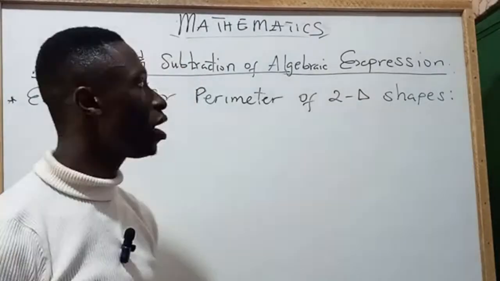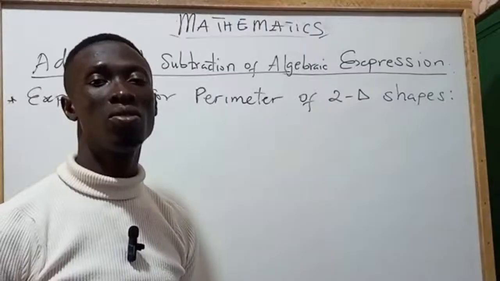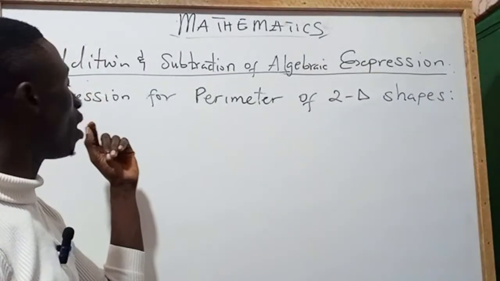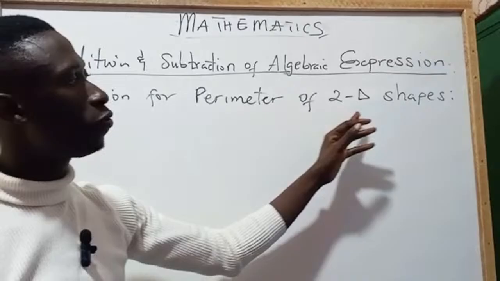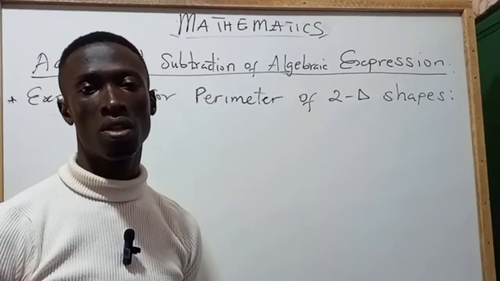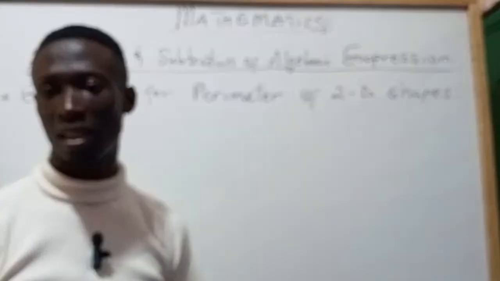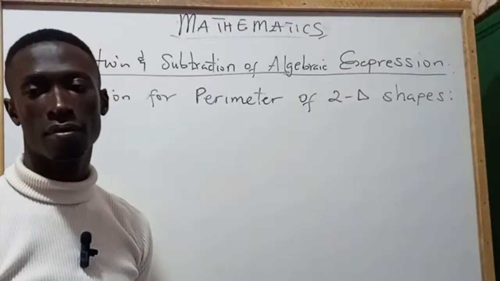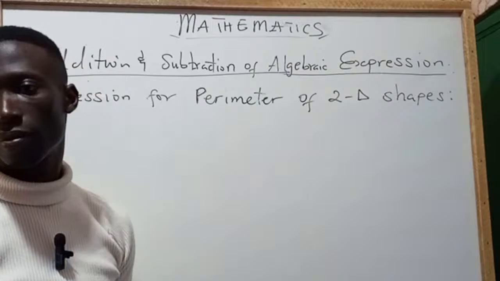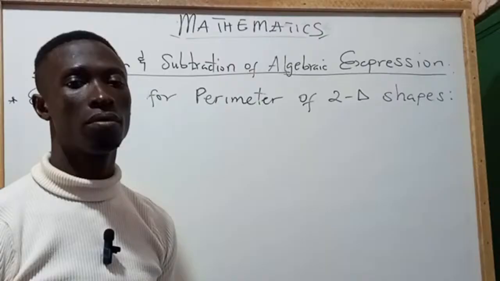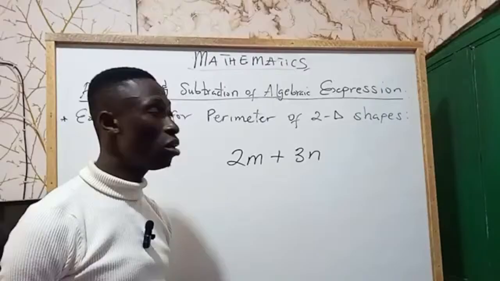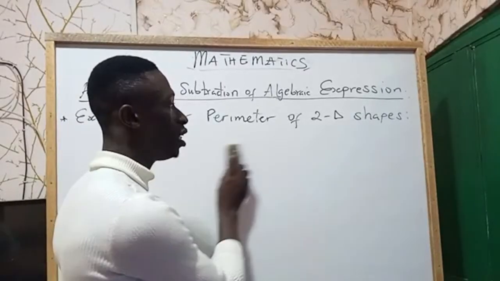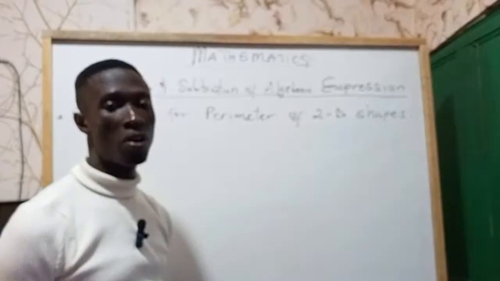So today we have additions and subtractions of algebraic expression. And today, as day two, we want to start from expression of perimeter of 2D shapes. As a little recap for us to build on what we did the last time, because the objects are different, today we want to apply them in 2D shapes. That is how to find perimeter.